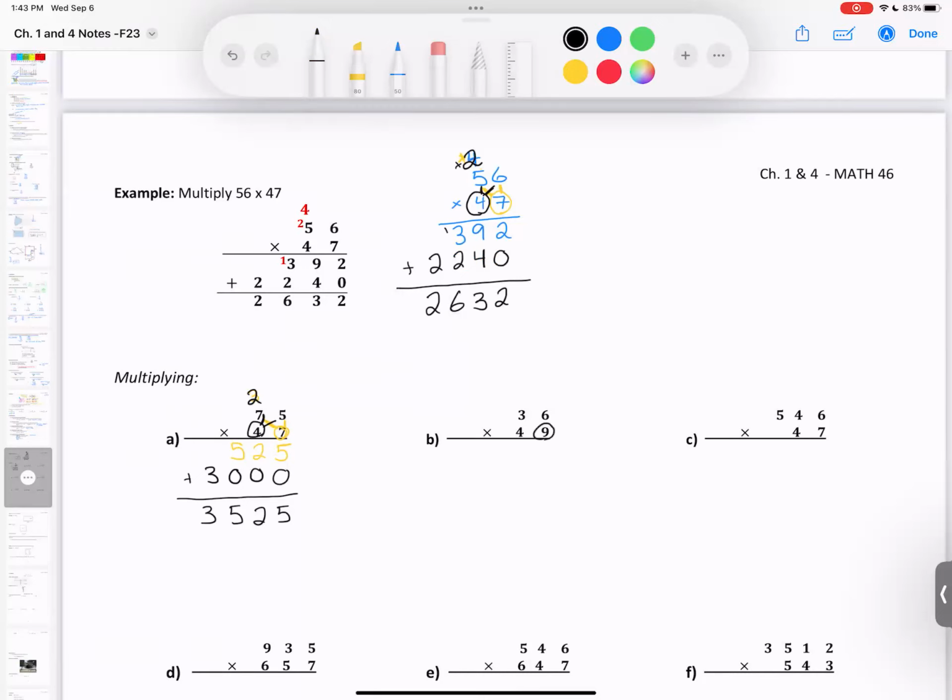Let's do one more together. So ones column here, we're going to multiply. Well, let's use yellow just for fun. We're going to multiply that 9 by 6. That gives us 54.